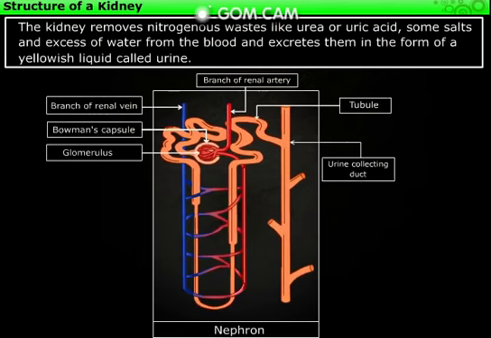Thus, the kidney removes nitrogenous wastes, like urea, or uric acid, some salts, and excess of water, from the blood, and excretes them in the form of a yellowish liquid, called urine.